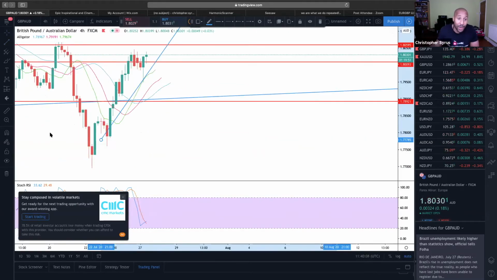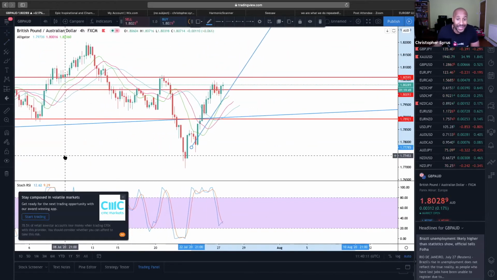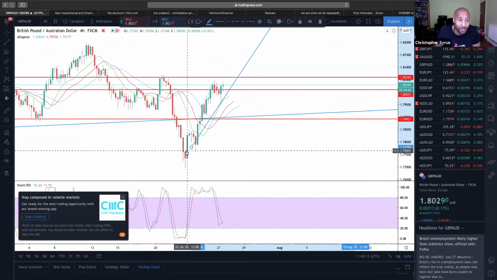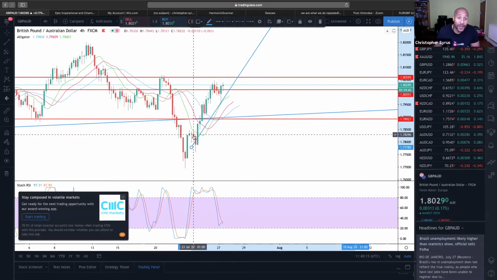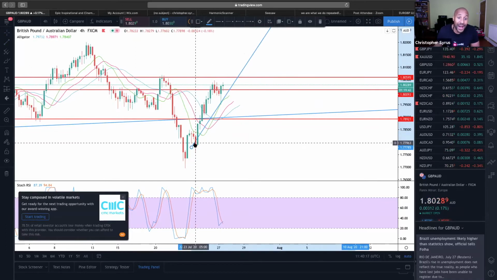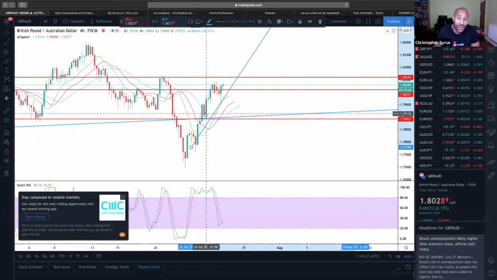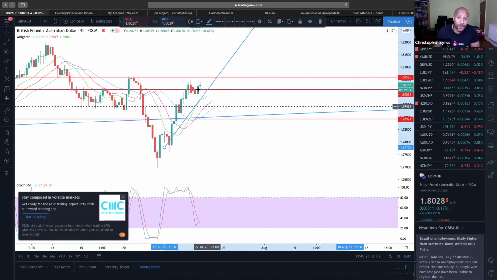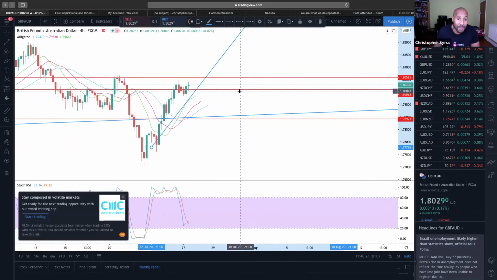So this is the 4 hour. And we can clearly see it is now in an uptrend by the 4 hour. So it's going up and it's going down, but this is a higher low than this low. It's gone up and it's come down. This is a higher low. It's gone up, it's come down. This is a higher low. So this is an upward trend. So I'm looking to buy in this market.